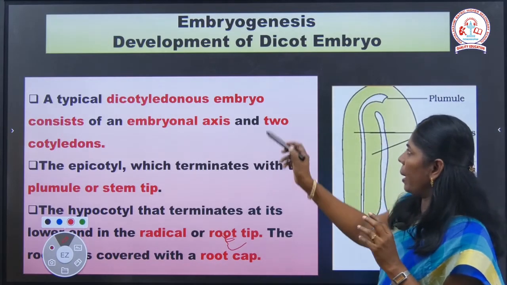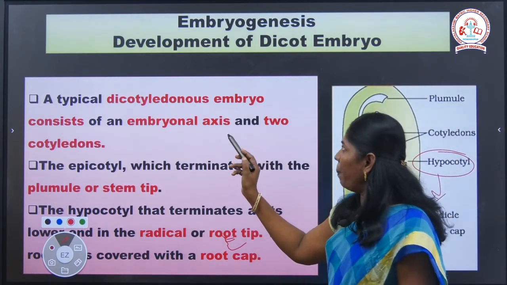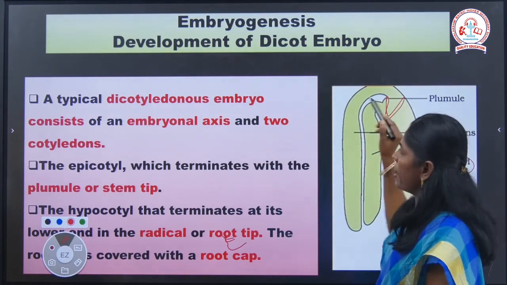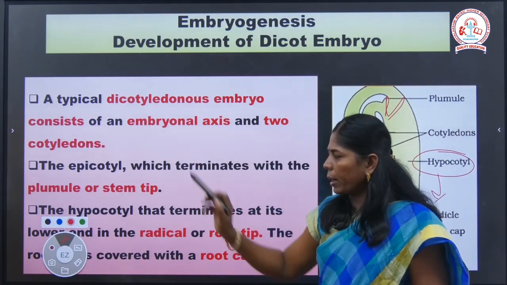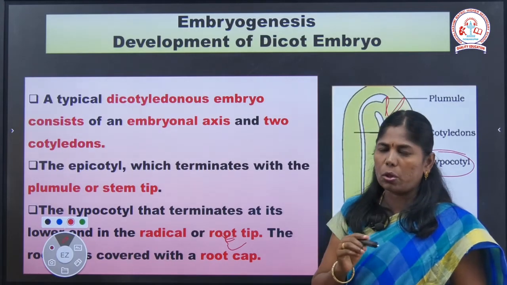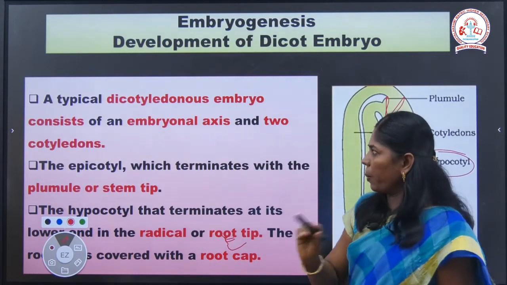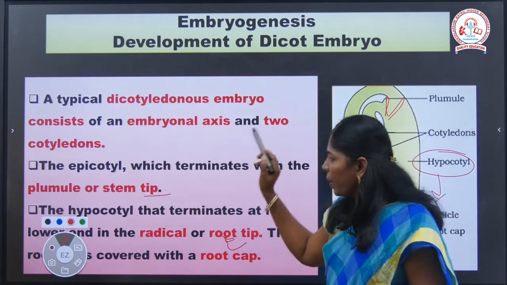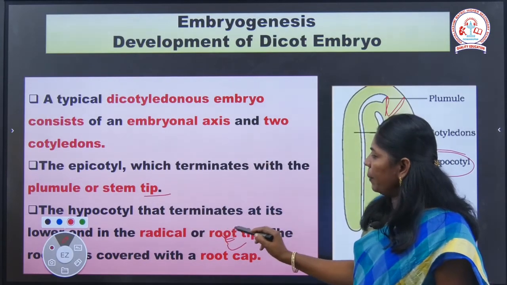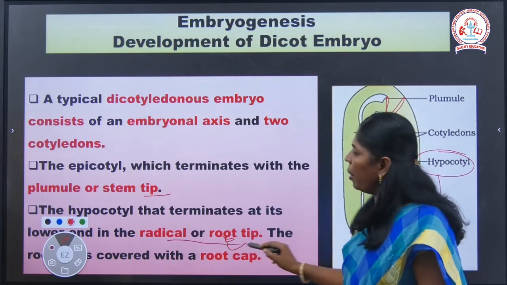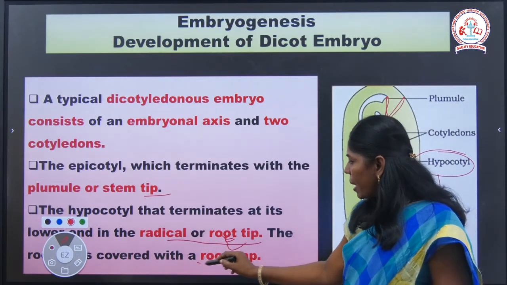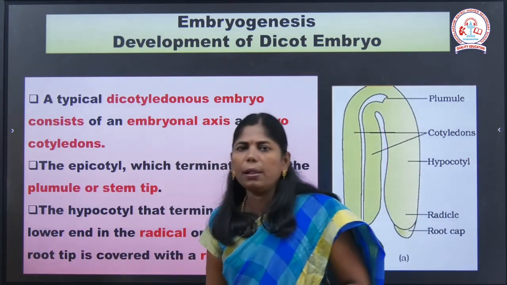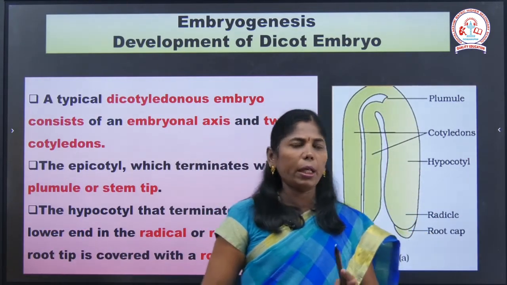Okay, a typical dicotyledonous embryo consists of an embryonal axis, and it consists of 2 cotyledons. That is why we call it a dicot. If there were a single cotyledon, we would have called it a monocot. So the epicotyl terminates with the plumule or stem tip, and the hypocotyl terminates at the lower end in the radicle and root tip. Okay? So they also give rise to the root cap. So that is the typical dicot embryo portion.